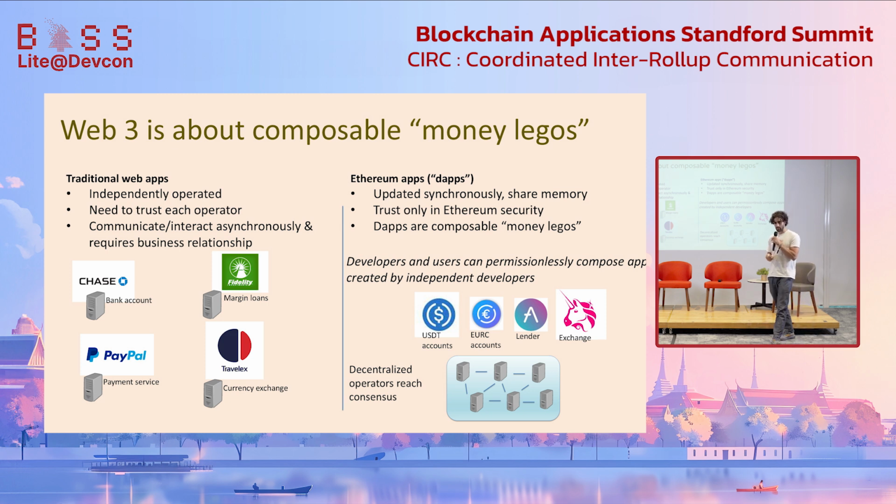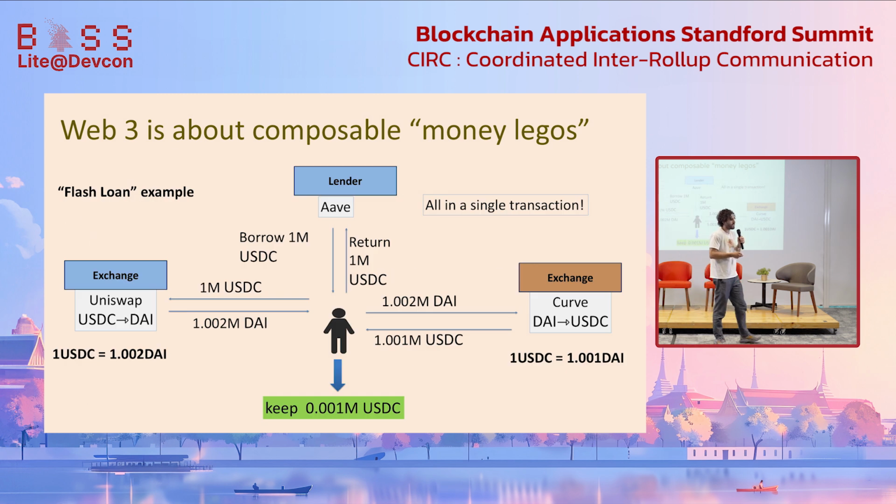In Web 2, traditional web apps are independently operated. You need to trust the operator, and they communicate and interact asynchronously, and generally you have to have a business relationship between applications in order for them to interact with each other. Whereas on systems like Ethereum, you can have applications that are developed completely independently. The people who develop them don't know each other, they don't coordinate at all, and then they can act as building blocks on top of which you can build other applications, and users can create transactions that interact with multiple applications at once.